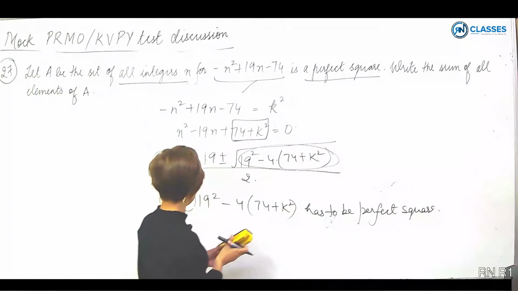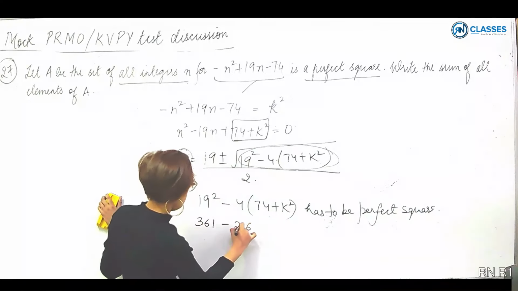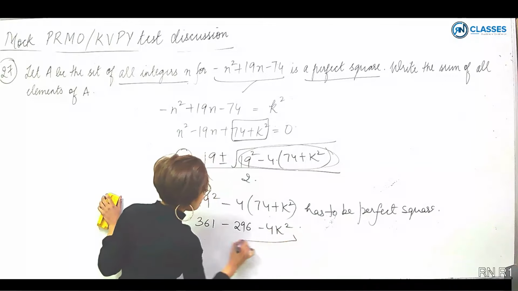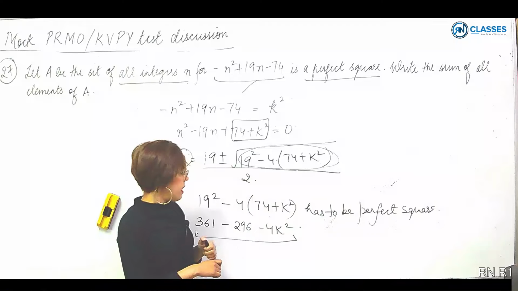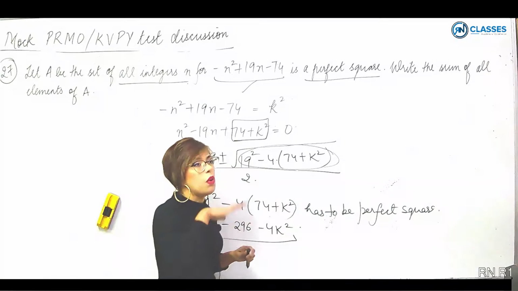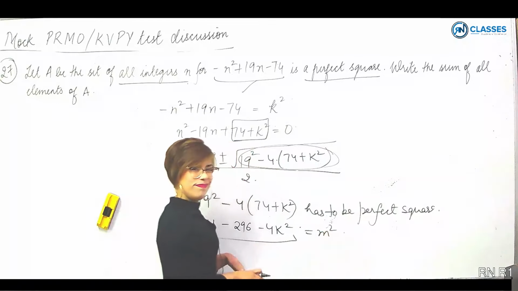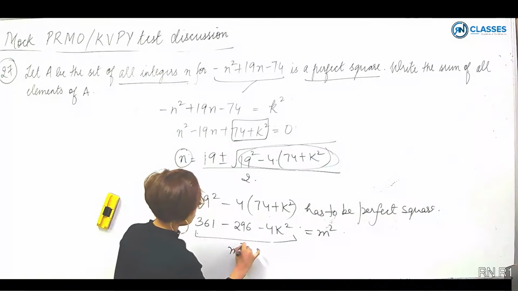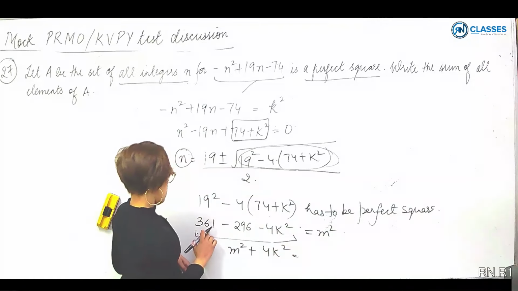Right? So let me see. 19 square, that is 361, minus 296, minus 4k square. This quantity has to be a perfect square. Right? Now, a perfect square, in order to imagine it, maybe it will be of the form n square. Now, if I shift this to that side, I'll basically get n square plus 4k square is equal to 65.